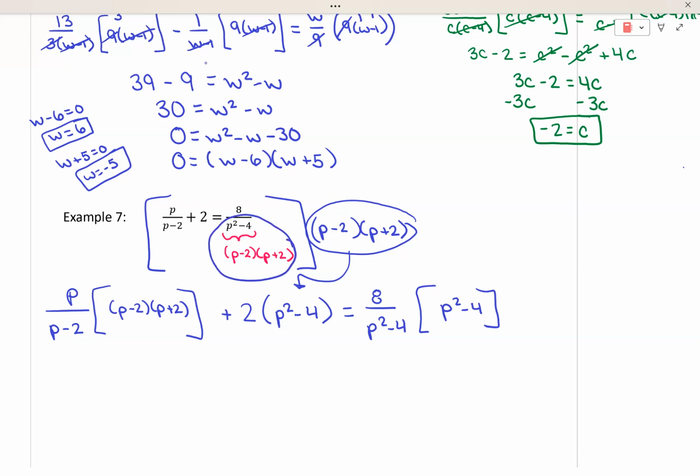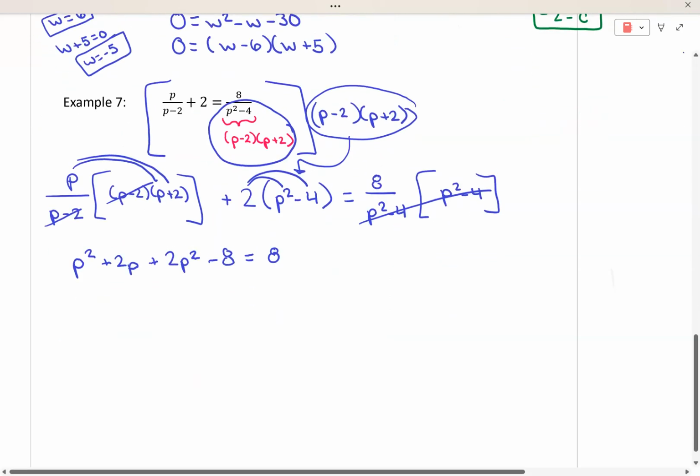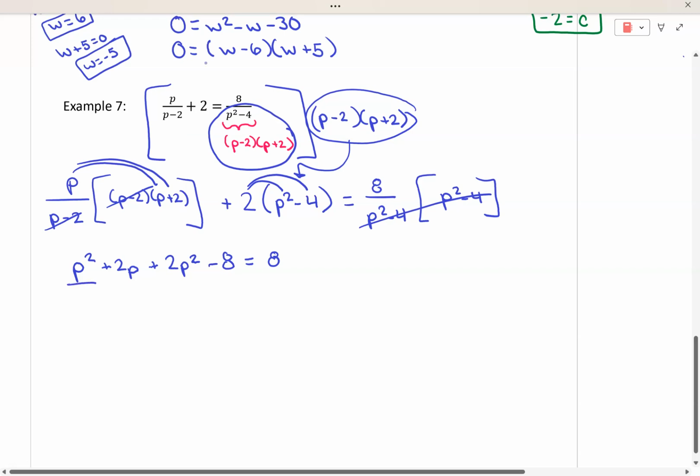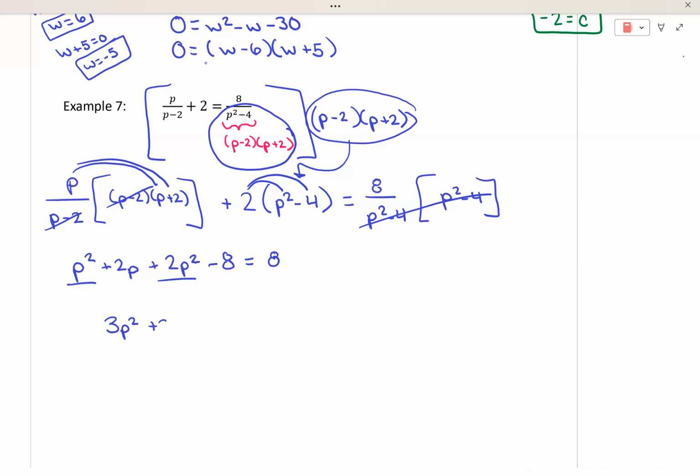Okay, so p minus 2's cancel, so when we distribute, we get p squared plus 2p plus 2 times p squared is 2p squared minus 8 equals, these cancel, so we get an 8. So we got a p squared situation, so p squared and 2p squared is 3p squared plus 2p. Now notice our problem doesn't equal 0, so I'm going to subtract that over, which gives us a negative 16.